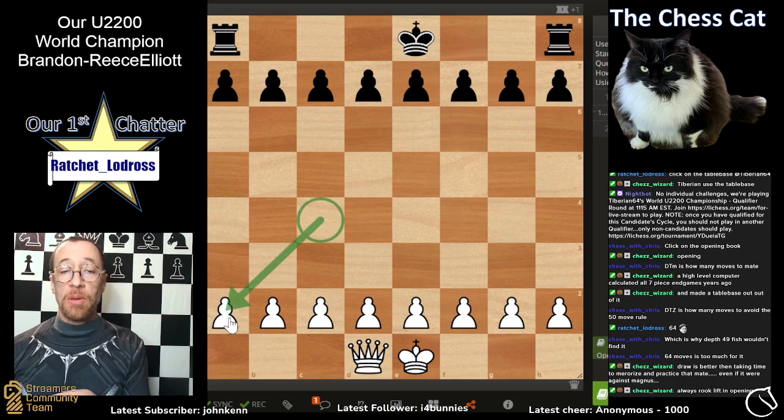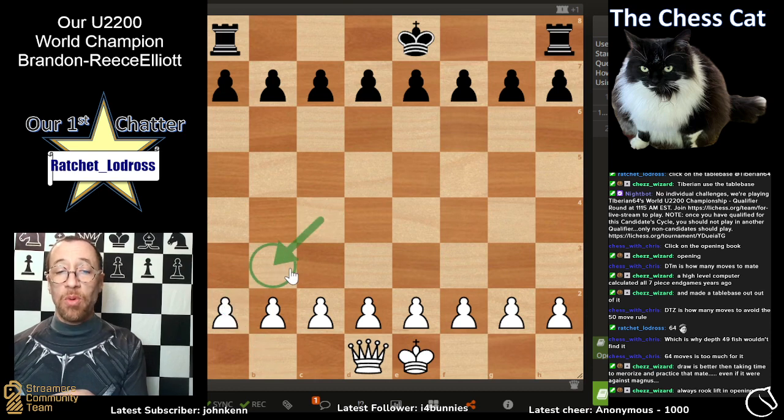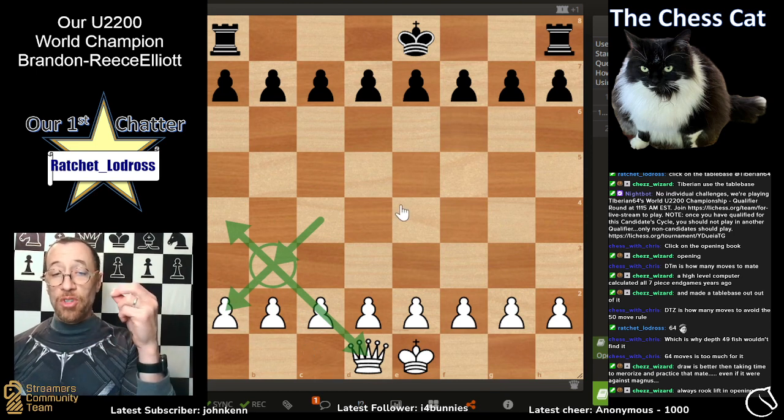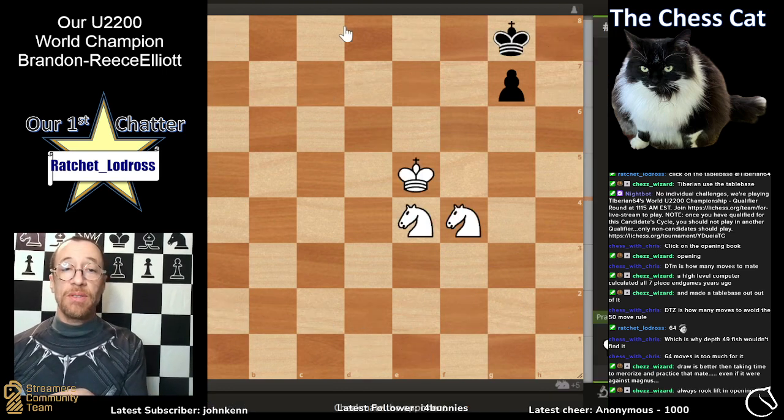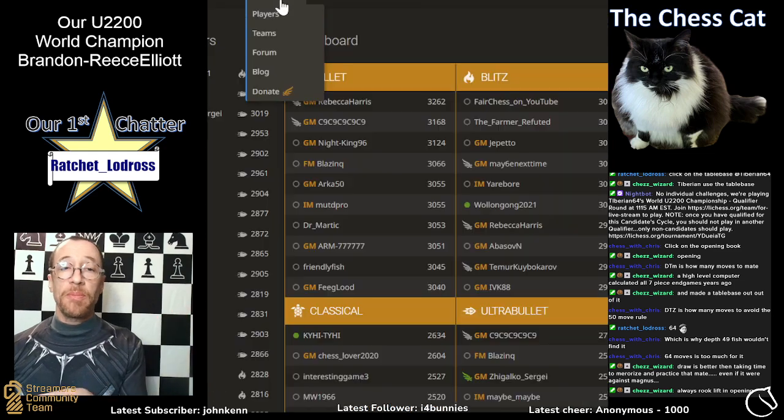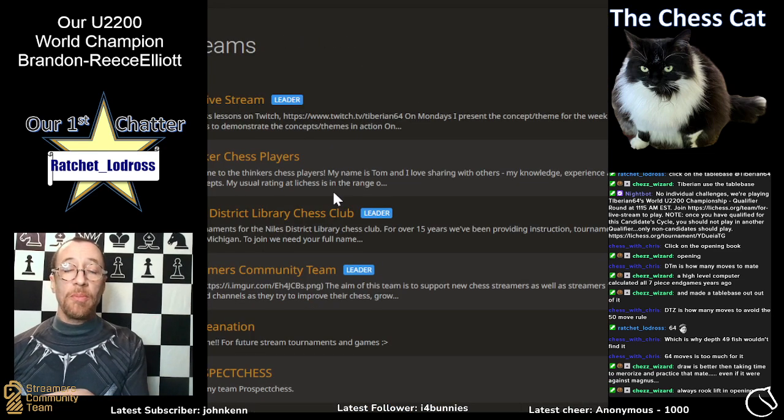He went from here all the way back to here, giving his bishop only one square. Well, if he had gone just one square back, he would have had all of these squares to use. So remember, don't restrict your own pieces, guys. Don't help your opponent by restricting your own pieces. Do we want to do rooks today or go over what we did with the other pieces?